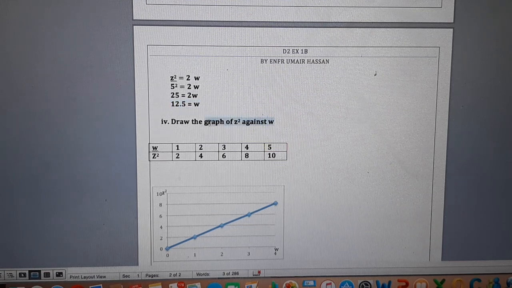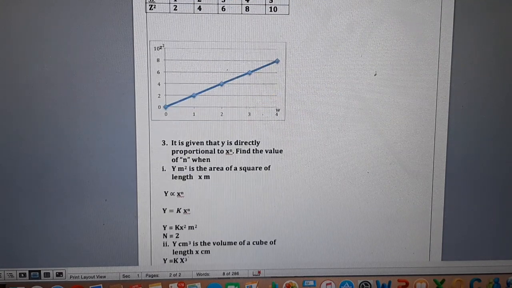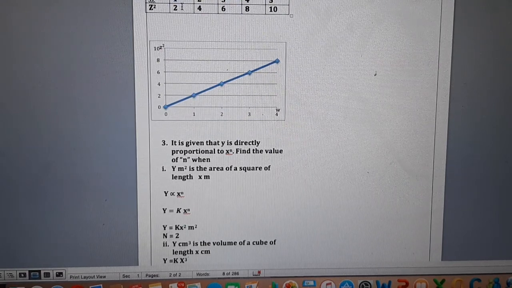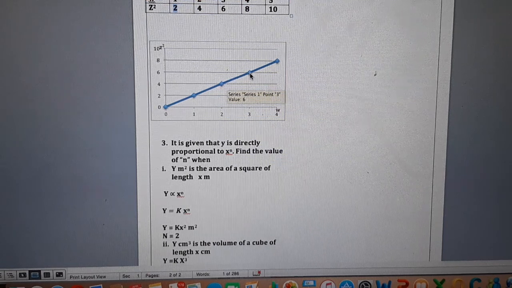In the last part, you have to draw a graph of z square against w. Now this is the graph of z square against w, with w on the x-axis and z square on the y-axis. Here you have got 0 value for w and z. When w is 1, z square is equal to 2. Here you have got w equal to 2 and z square equal to 4. Here w is 3 and z square is equal to 6. Now they are directly proportional, so the graph is a straight line passing through the origin.